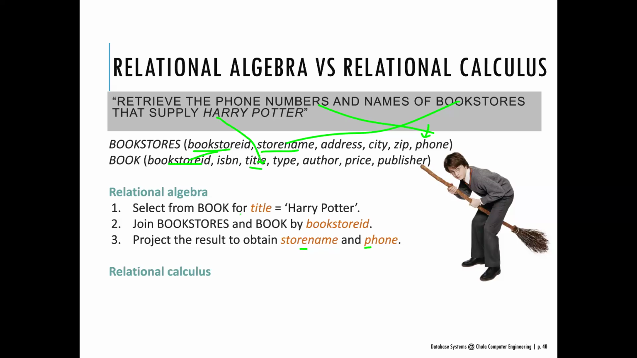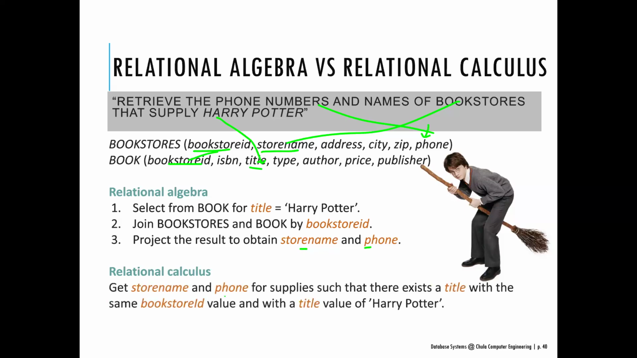Now, if you want to write a relational calculus, you can write it like this. This is just pseudocode. You say get store name and phone for supply such that there exists a title with the same bookstore ID value and with a title value of Harry Potter. All right, so the result would be exactly the same.